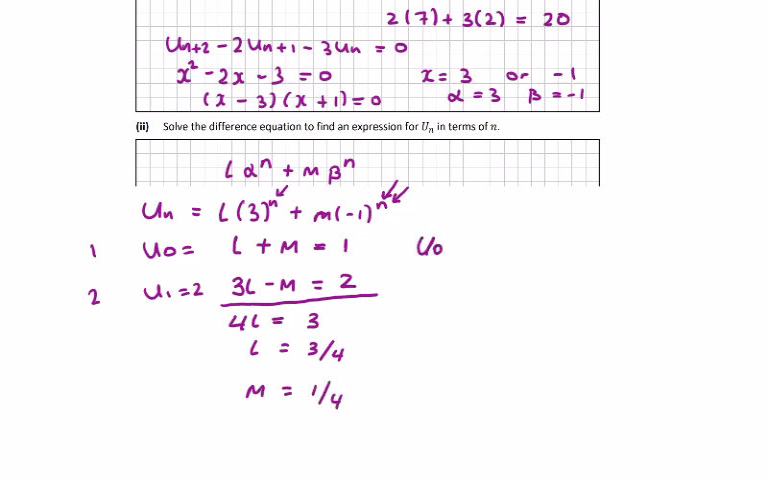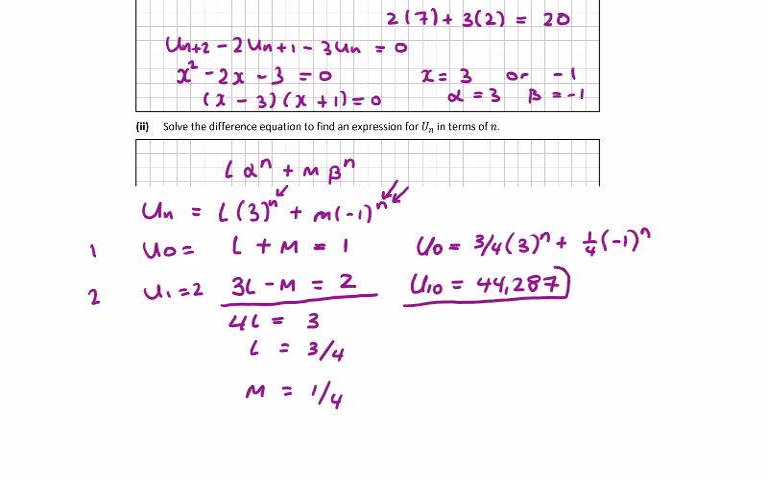So the solution to the difference equation is 3/4 times 3 to the power of n plus 1/4 times minus 1 to the power of n. In part 3, we're asked to find u10, which is just a substitution question. If you got it in here, that's 44,287. And there's another substitution question in part 2. So practice these difference equation questions. They can be a little bit tricky if you haven't practiced them.